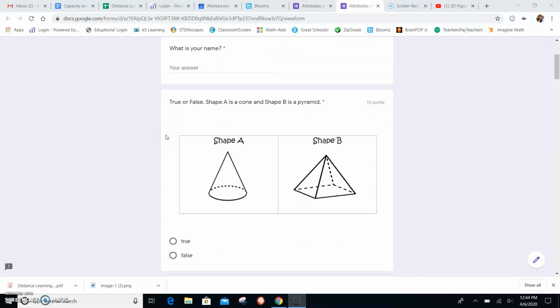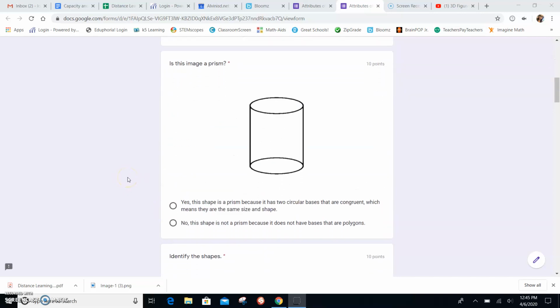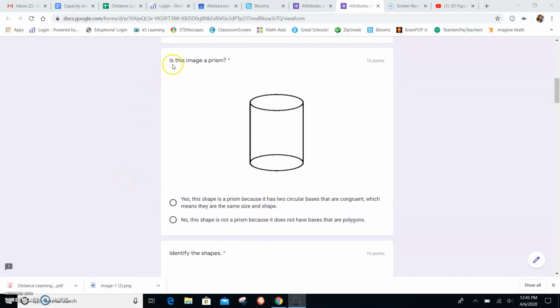True or false? Shape A is a cone and shape B is a pyramid. True, false. Is this image a prism? Yes, this shape is a prism because it has two circular bases that are congruent, which means they are the same size and shape. No, this shape is not a prism because it does not have bases that are polygons.